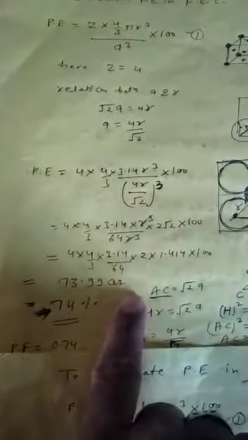Now next we have the BCC. Now the second case we have is BCC. So for BCC, the formula is again the same. P is equal to Z into 4 by 3 pi r cube into 100 upon A cube. But in this case, Z, the number of particles per unit cell, is 2. We already calculated the relation between A and R: root 3 A is equal to 4R.